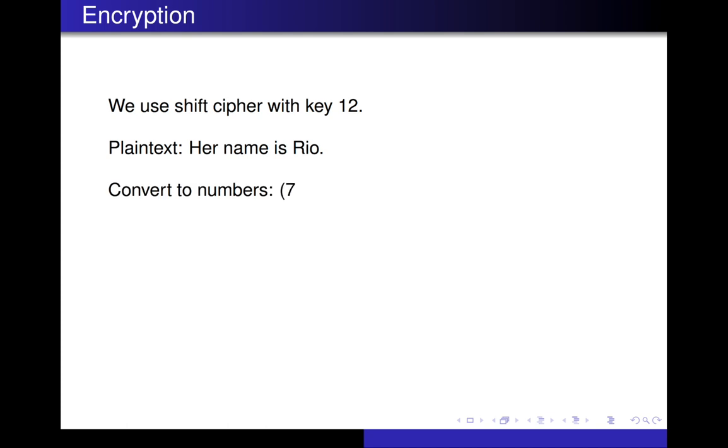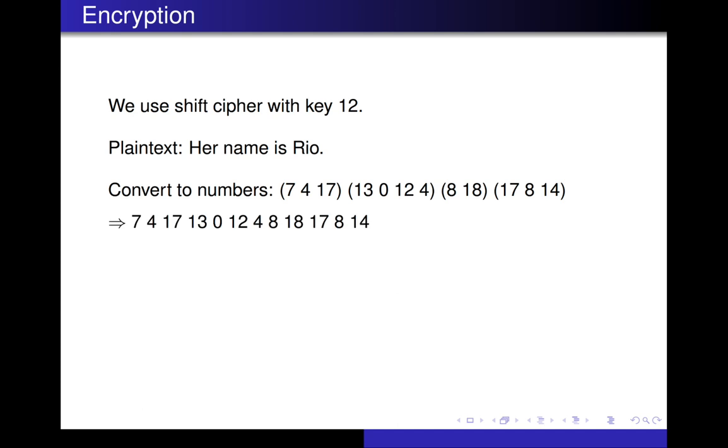So we look at the H. The H corresponds to 7. The E corresponds to 4. The R corresponds to 17. And we keep doing that with all the other letters. Now, I put them all in parentheses to show you where the words are. But, of course, when we write this as numbers, we're going to get rid of those parentheses and just smush them all together.